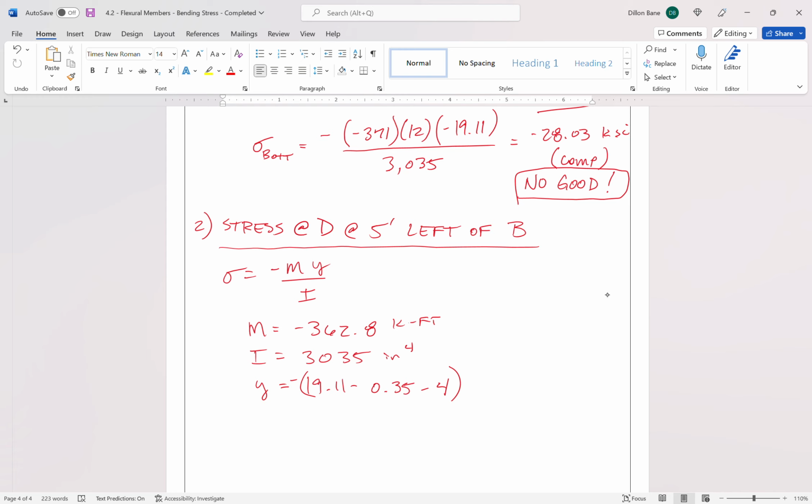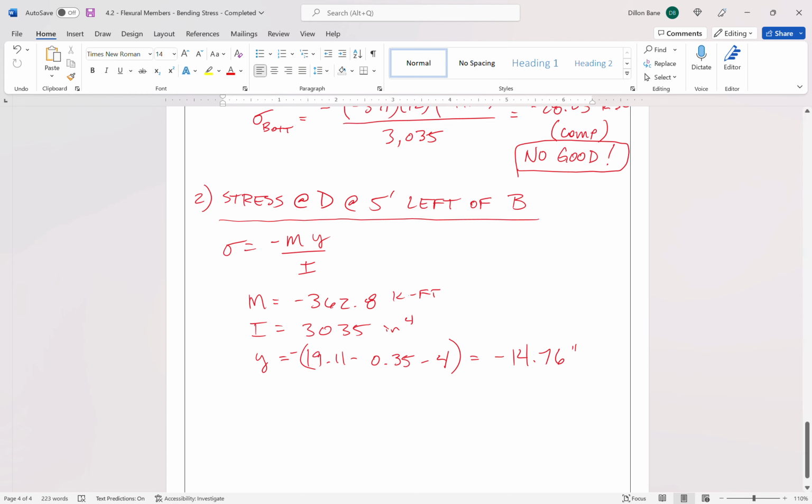What this comes out to be is 14.76 inches. And it's negative once again because we're below the neutral axis. We're looking at a point that is below the centroid. That's the only reason it's negative. So now that we've got this, we calculate sigma. Sigma equals negative M, which is negative 362.8 kip feet, right? Kip feet has to get converted to kip inches, so multiply by 12. Y is negative 14.76 inches, and I is 3,035 inches to the fourth.